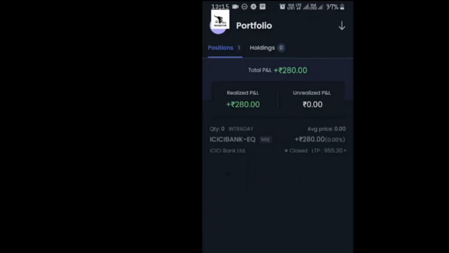So you can calculate this in your calculator that we bought our stock at 951 and sold it at 955. So our profit was 4 rupees and our quantity was 70. If you multiply 4 into 70, our profit will be 280.